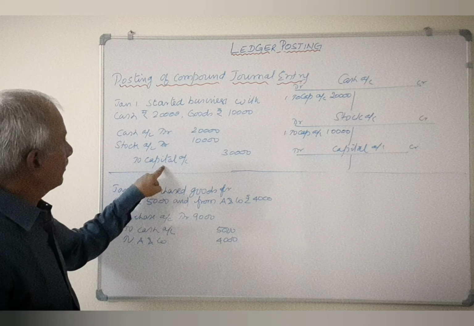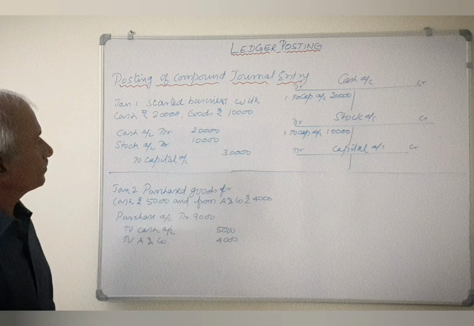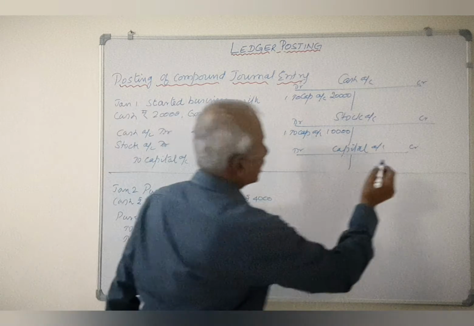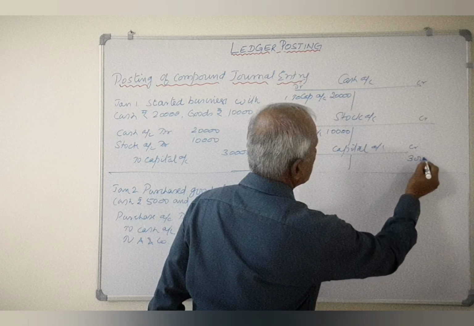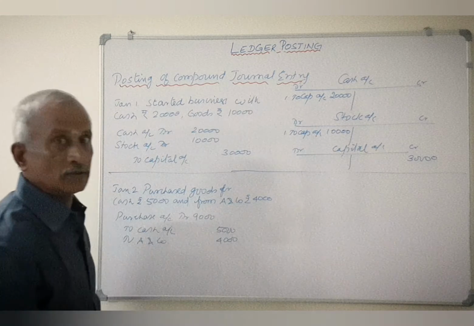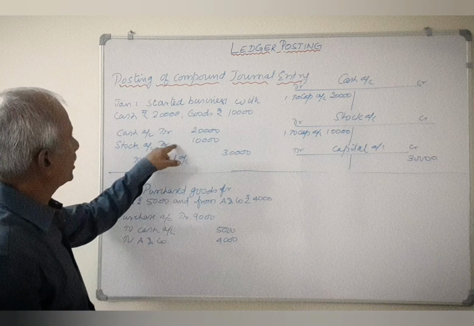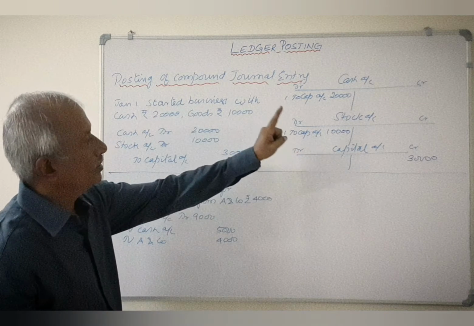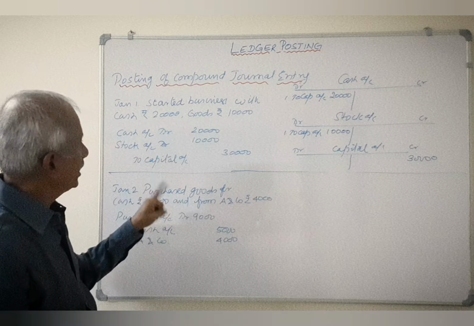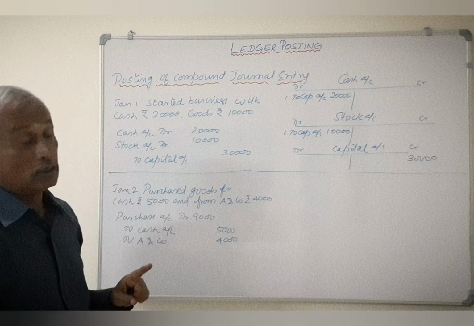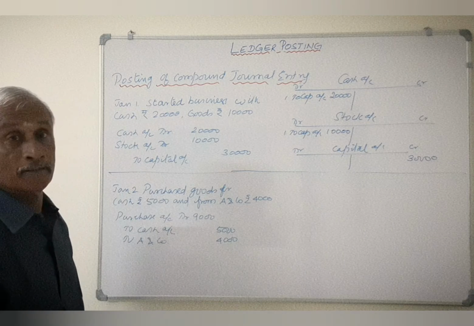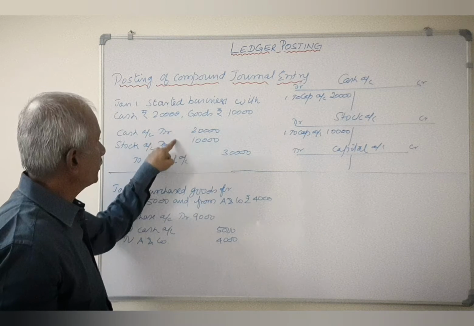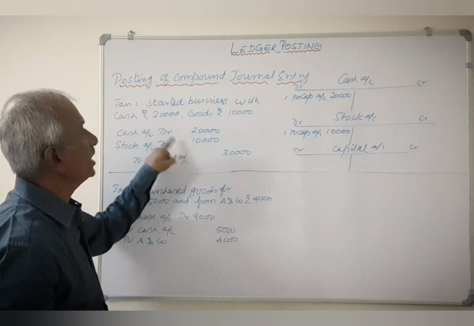Now let's go to the capital account. On the credit side of the capital account, you have to record 30,000. But there is a problem here. There are two accounts, and on the credit side of the capital account you have to write the name of the account debited. Which account has to be taken? You cannot take only one account to get 30,000, but you have to record the names of both the accounts.